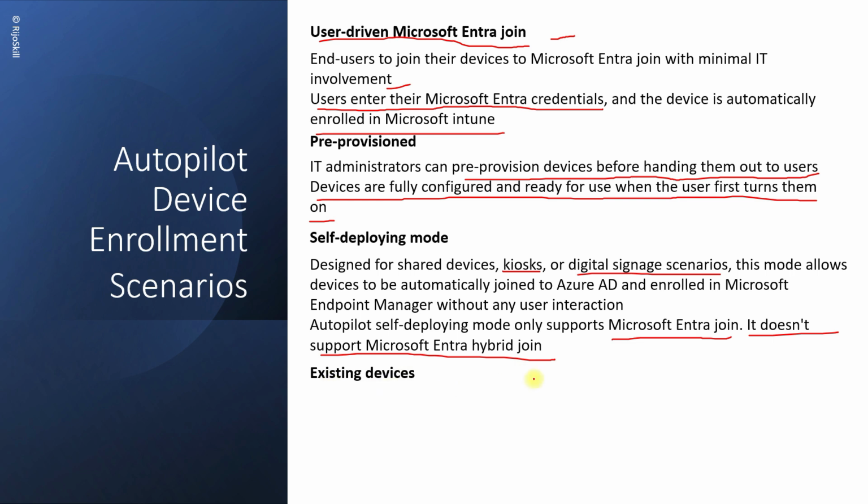The next method is the existing device. For an already existing Microsoft Entra joined device, how can that device join using the Autopilot method? This one allows organizations to deploy Autopilot on devices already in use. So now you almost understand the Autopilot device enrollment scenarios. There are four types of scenario: first user-driven, second pre-provision, then self-deploying and existing device. We will discuss the user-driven Microsoft Entra join mode.